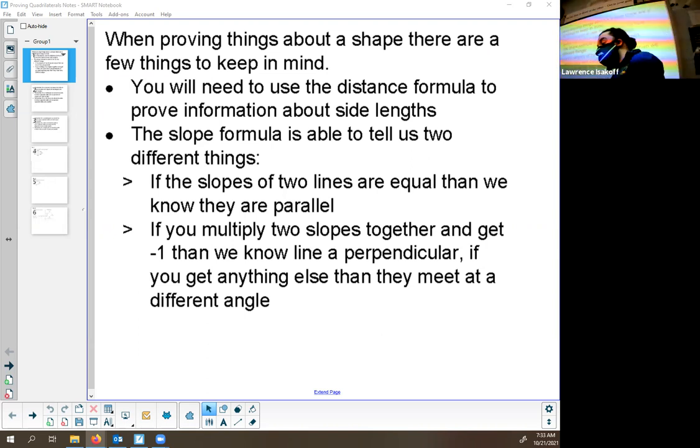So these are important properties to keep in mind. This is how we're going to use the formulas. In the next 2 slides, we're going to talk about what properties we're going to look at for each shape, because each shape, you're going to look to prove different things about it because it has its own unique properties.